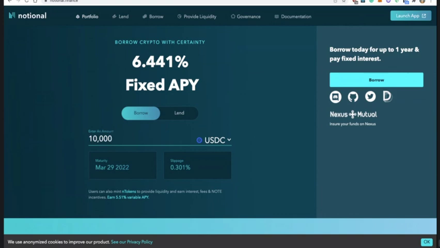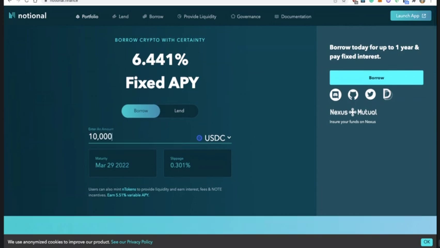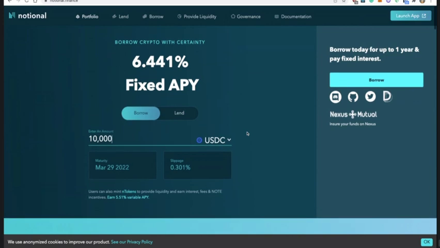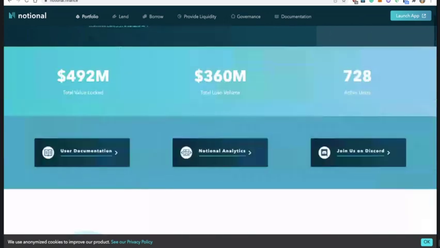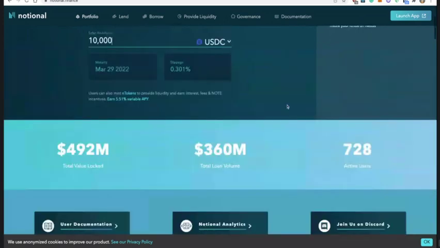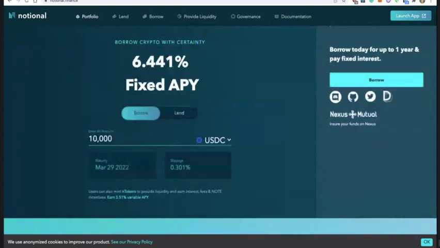I don't know a whole lot about Notional Finance. I'm kind of coming in blind here. It does look like a lending protocol, but I'm sure there are some interesting nuances that we're going to get into here. But Jeff, why don't you give us the intro about yourself, and about Notional Finance?